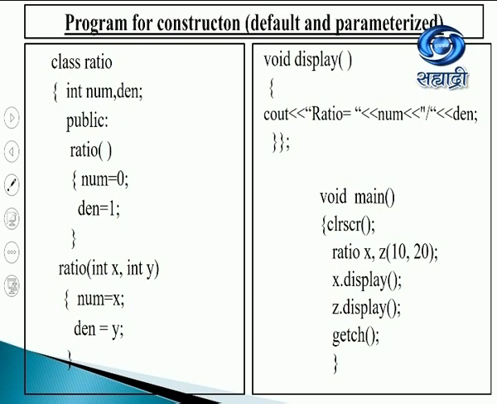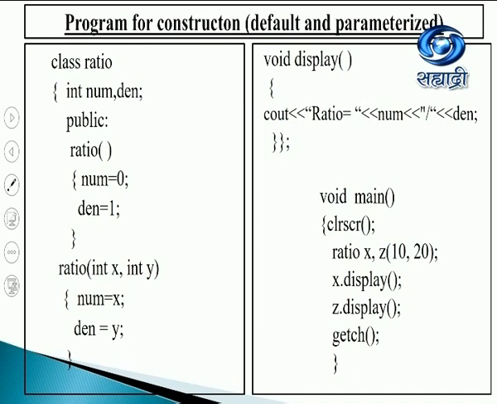Then I have another constructor in which I'm passing parameters. So I have int x and int y. X I give to numerator, y I give to denominator. So this becomes the parameterized constructor. Void display will simply display the ratio as num/den.